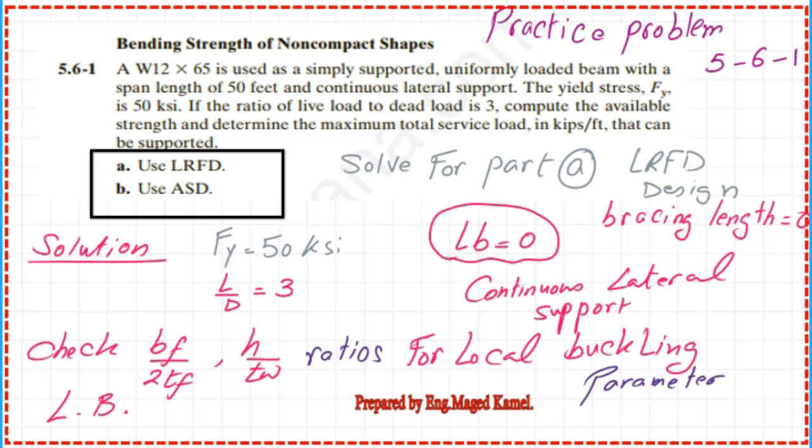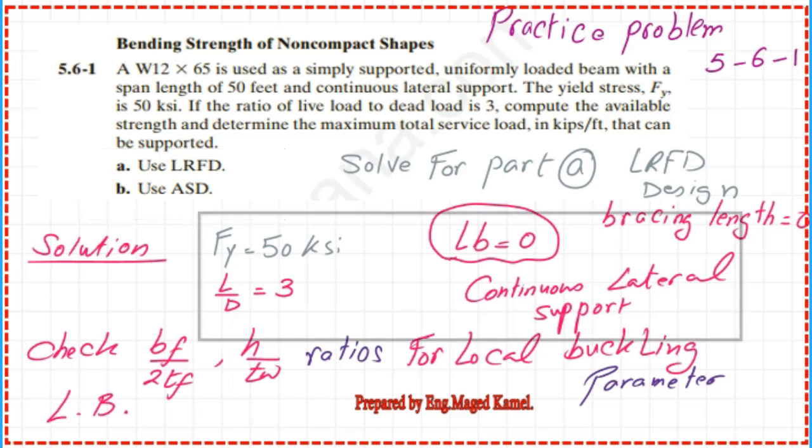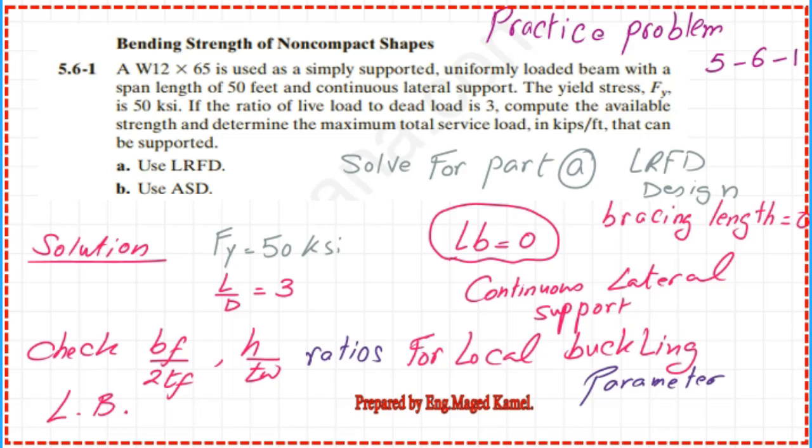If we refer to practice problem 561, the data given shows continuous lateral support, which means that the spacing between bracing is equal to 0. We can write L sub B equal to 0. We have yield strength equals 50 KSI, and the ratio between live and dead load equal to 3, which means that capital L divided by capital D equals 3.